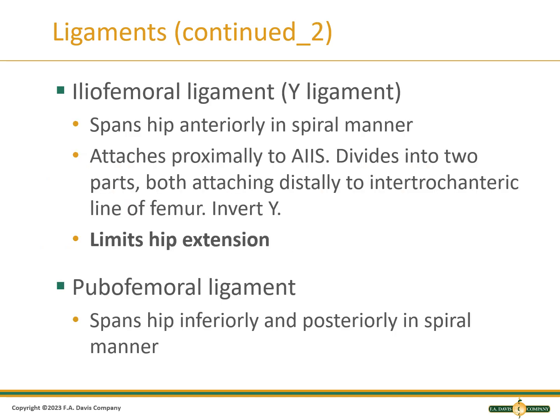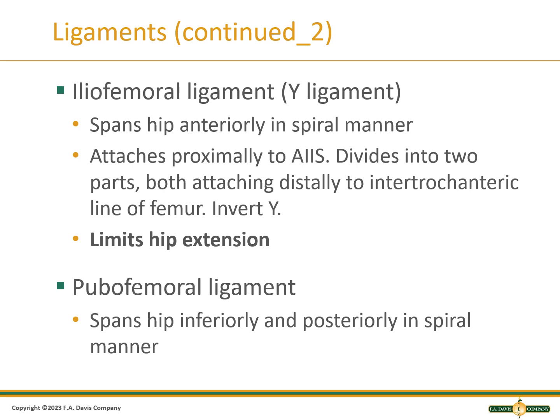The iliofemoral ligament is also known as the Y ligament, and it spans the hip anteriorly in a spiral manner. It attaches proximally to the AIIS and divides into 2 parts, both attaching distally to the intertrochanteric line of the femur to make this inverted Y shape. So same proximal attachment, different distal attachments creates that inverted Y. And this ligament serves to limit hip extension.